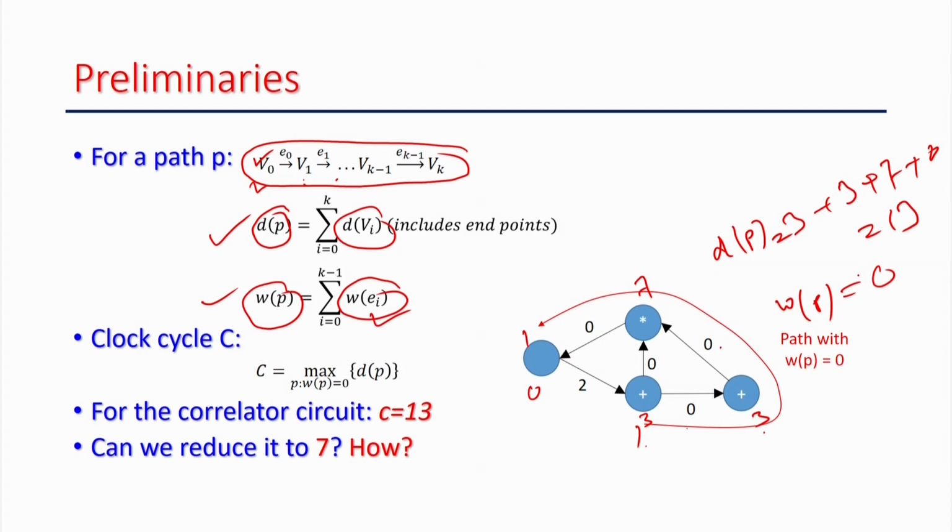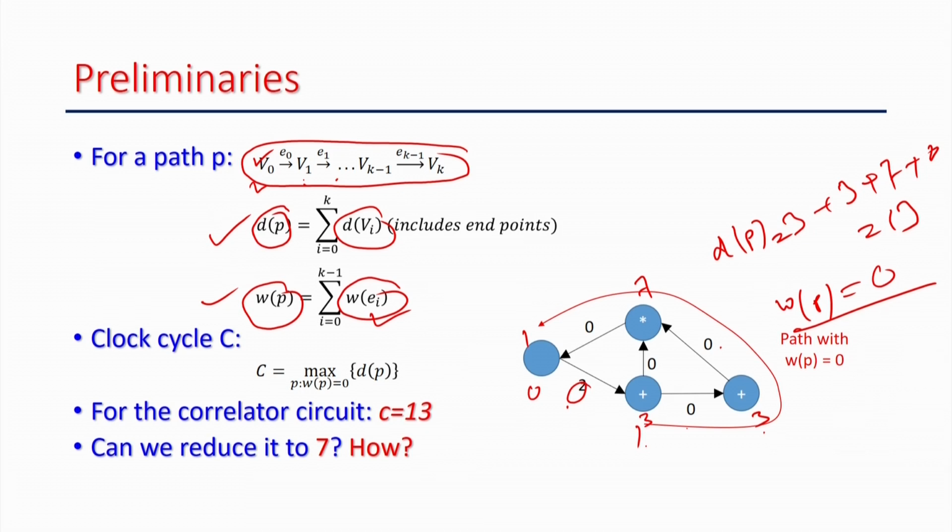If you take another path, say from this to this, what is the dP? dP is 0 plus 3 plus 3, so this is 6, and Wp is 2 because I have a register here, 0 plus 2 plus 0. So, this is 2. This is how we can find out the dP and Wp for a given path. If Wp is 0 for a path, that means this is a combinational path. There is no register in that path.